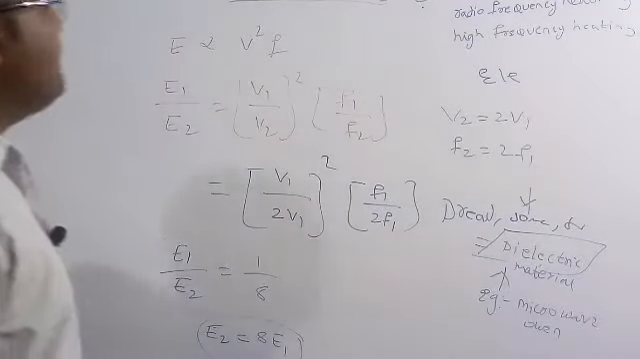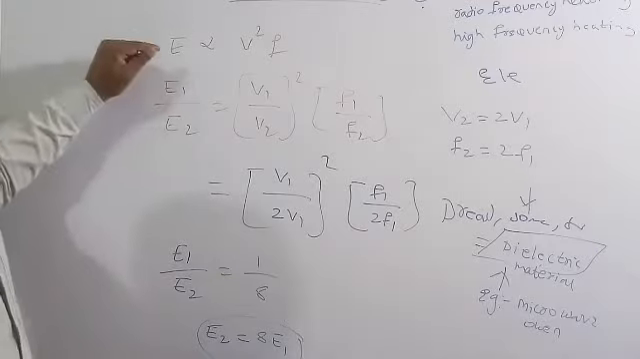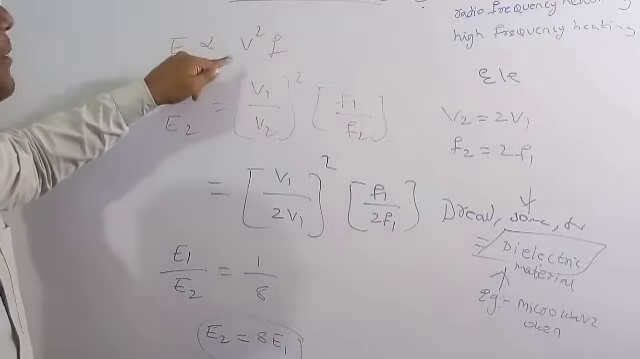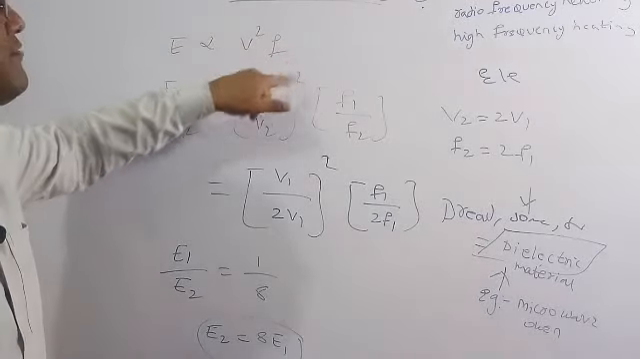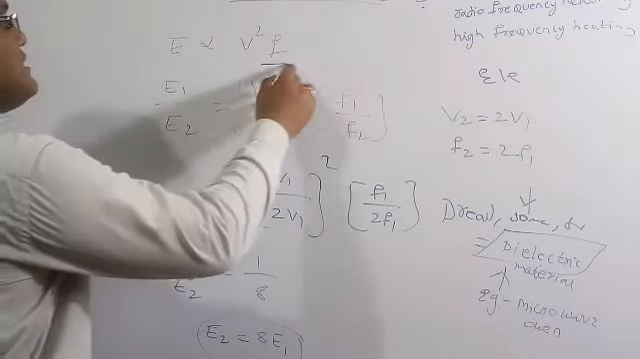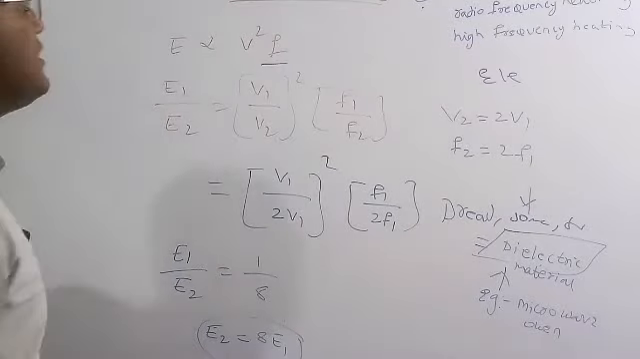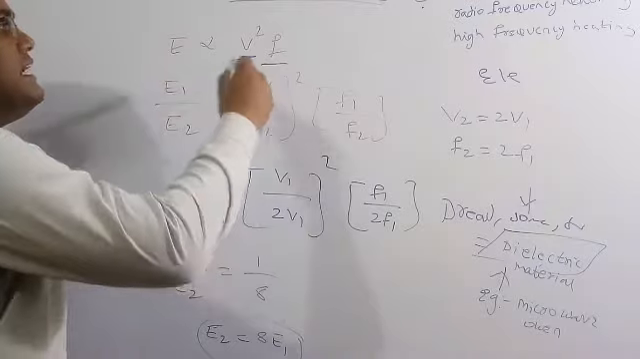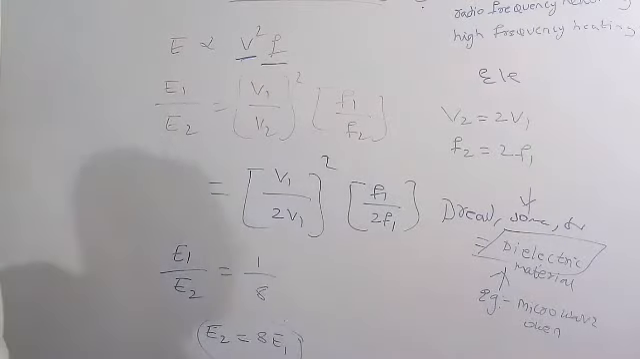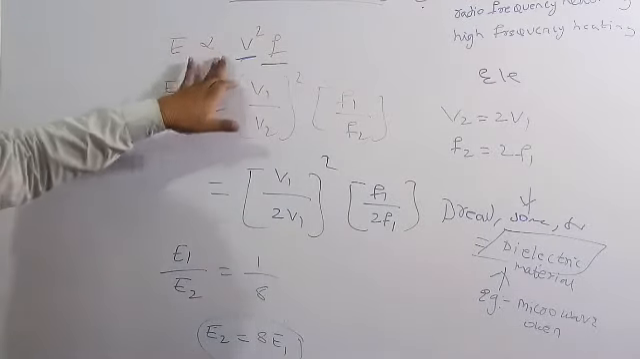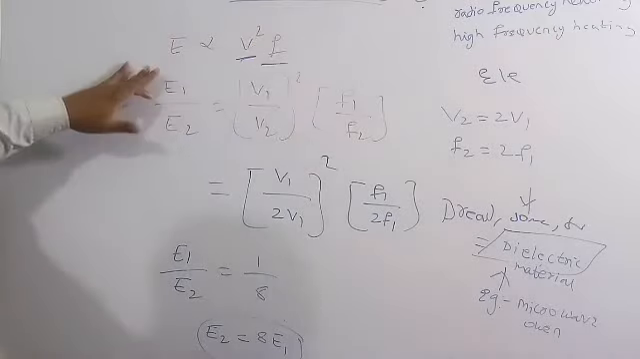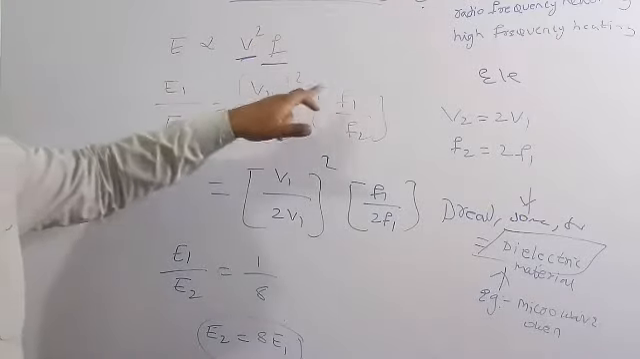Now the formula: the energy dissipated in the dielectric material is directly proportional to the voltage squared times the frequency. Whenever the frequency increases, the energy dissipated also increases. Whenever the voltage increases, the energy increases with the square. So energy is directly proportional to voltage squared into frequency. Therefore E1 by E2 is equal to (V1 by V2) whole squared into F1 by F2.